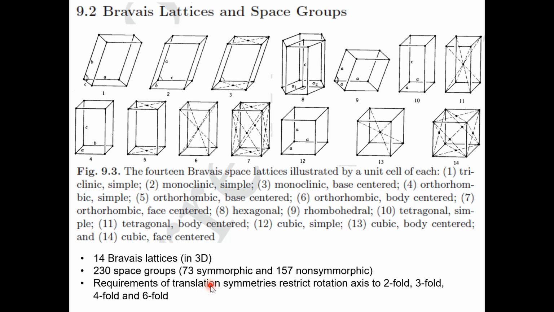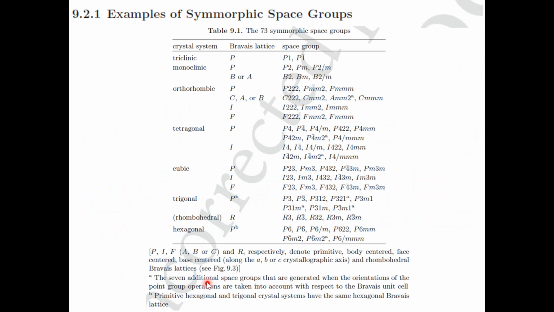And how do I couple these translation symmetries with point group operations, for instance, rotations? As we have discussed before in this course, it's not rotation of any arbitrary angle that is possible when you have to arrange a certain, let's say, molecule in a periodic way. The only rotations that one can have are twofold, threefold, fourfold, and sixfold symmetry axes. So these are the only possible choices for rotations that are compatible with translation symmetry. Okay. I list here the 73 symmorphic space groups.